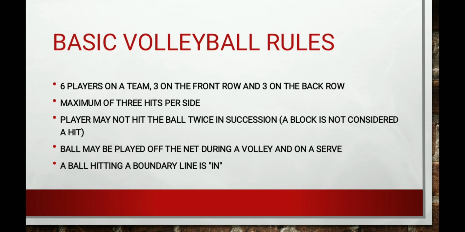Basic volleyball rules for playing the game. 1. Volleyball consists of 6 players on a team, 3 on the front row and 3 on the back row. 2. There is a maximum of 3 hits per side or team. 3. A player may not hit the ball twice in succession, but a block is not considered a hit, so it is an exception.